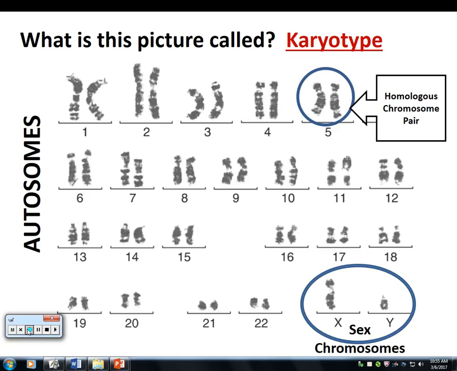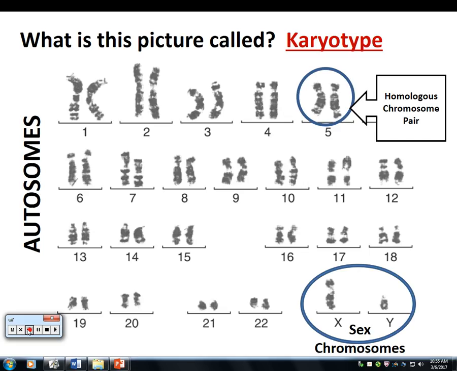And what they'll do is they'll cut them out and they'll match them up, usually by size. These are black and white, but they usually have dyes too that help to match up the genes. And what they do is they look for everything being there. This one is a normal karyotype. There's two 1s, two 2s, two 3s, etc.